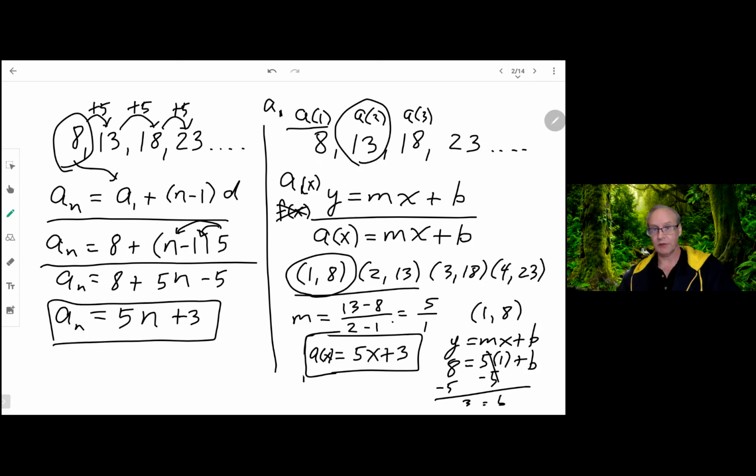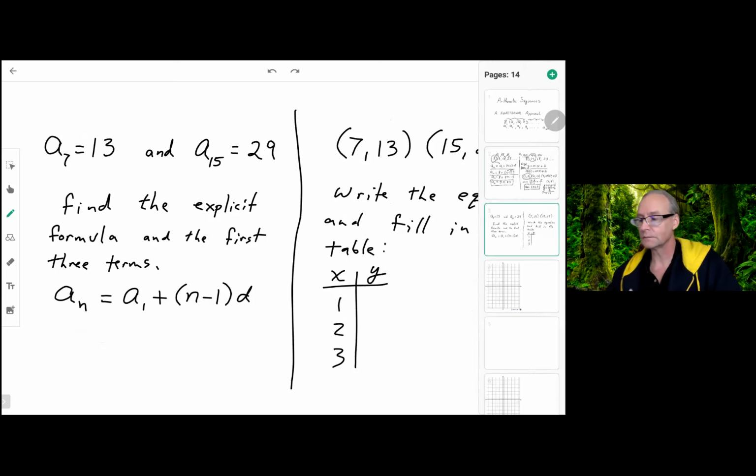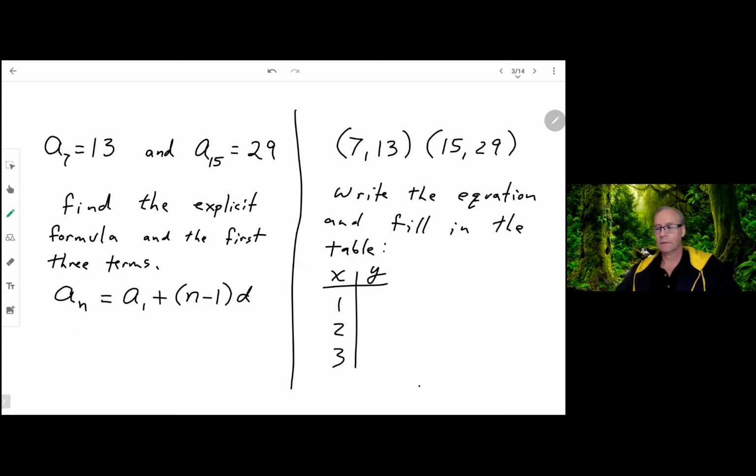Now, what gets really complicated is when you have a problem like this. A7, the 7th term of a sequence is 13, and the 15th term of a sequence is 29. Find the explicit formula and the first 3 terms using this weird formula again. And in order to do that, we would literally have to substitute into this thing. We would have to do a lot of reasoning and thinking and everything. But instead of that, why don't we just use the points and find the slope? So I'm going to use my points and find my slope.